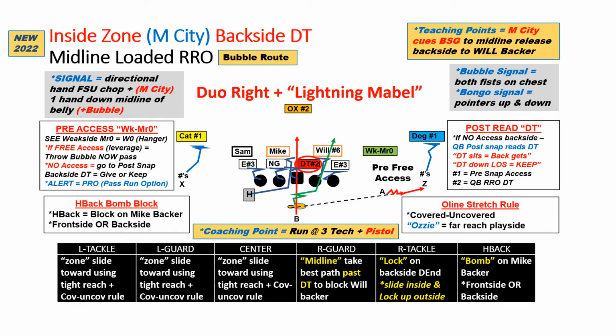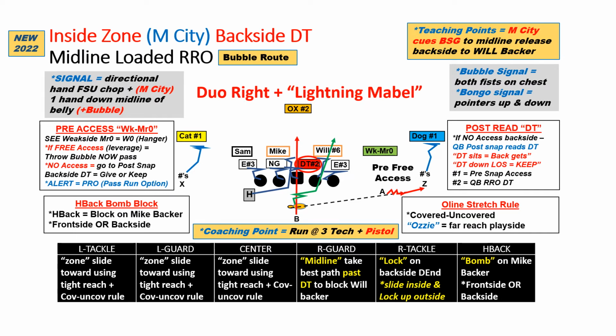You can always also run the midline out of the inside zone. This is more of a classic midline option out of the flex bone. If you do this, you've got to really rep it. But again, you can see we're just going to add our M city as a suffix.